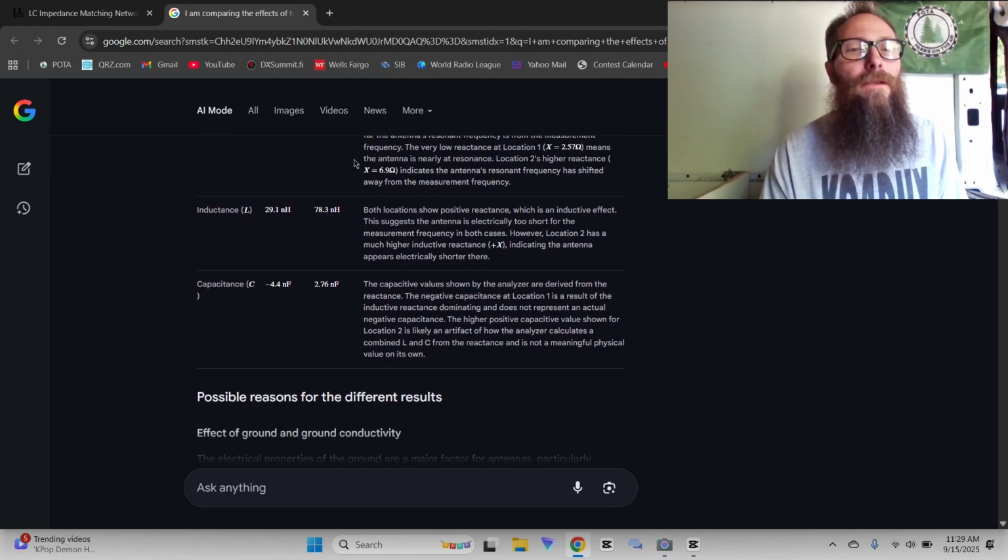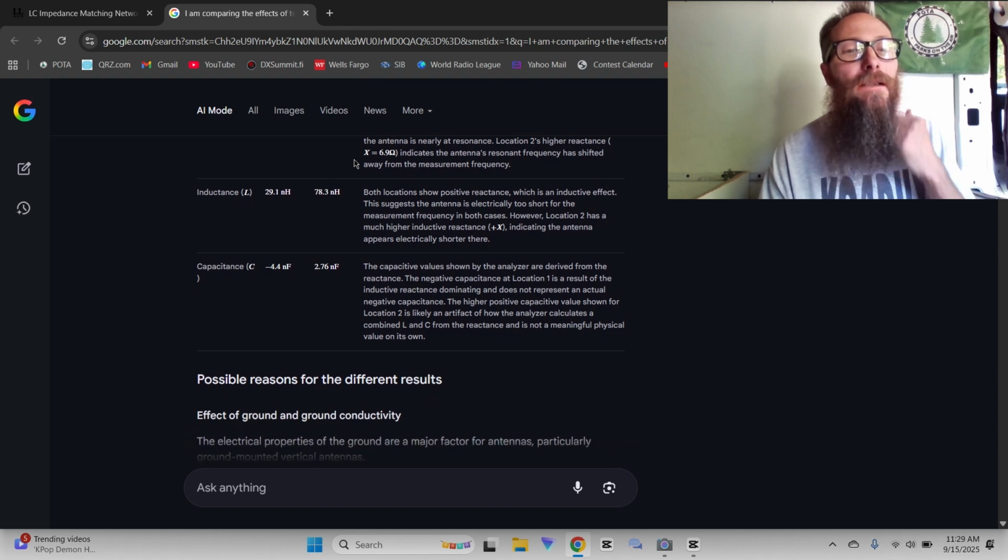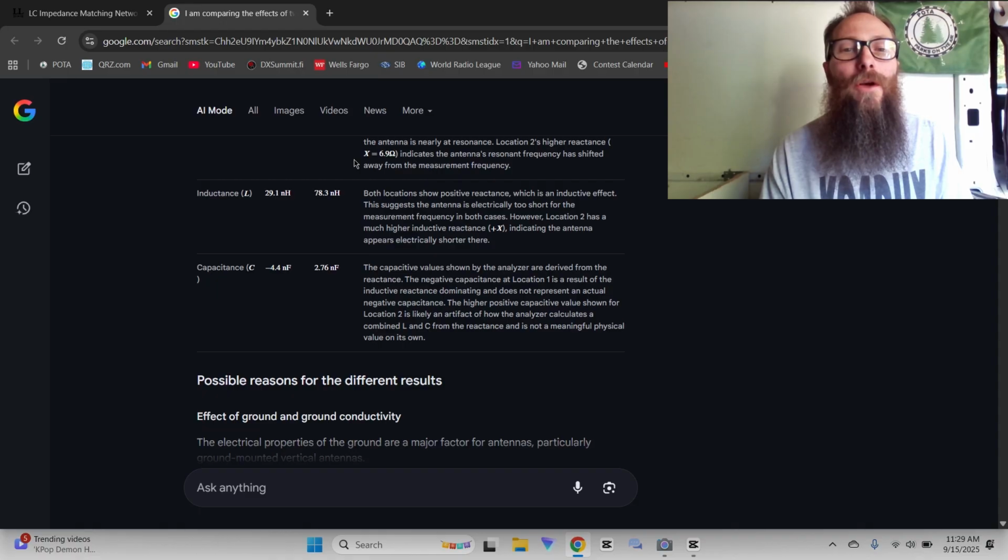And now we get into L and C, inductance and capacitance. Both locations show positive reactance, which is an inductive effect. This suggests the antenna is electrically too short for the measurement frequency in both cases. However, location 2 has a much higher inductive reactance, indicating the antenna appears electrically shorter there.